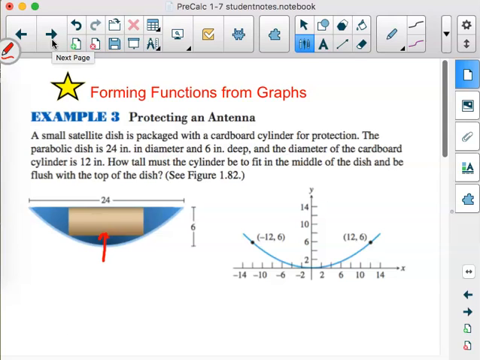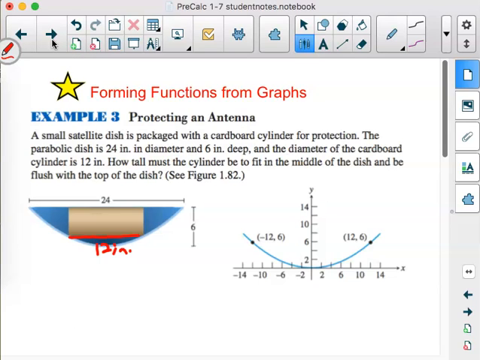So the parabolic dish is 24 inches in diameter and 6 inches deep, and the diameter of the cardboard cylinder is 12 inches. So this is going to be our 12 inches right there. How tall must the cylinder be to fit in the middle of the dish and be flush with the top of the dish so that it protects it?